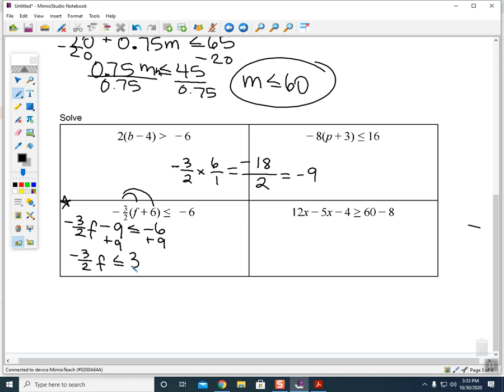Now, I need to divide both sides by -3/2. But I know that if I'm dividing fractions, I can just multiply by its reciprocal. So now, I'm just going to move this over here.